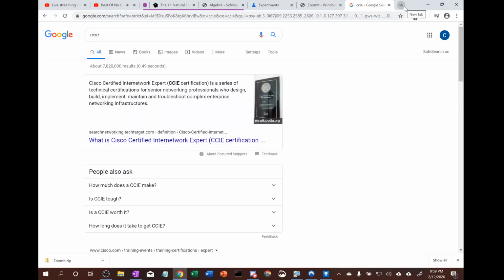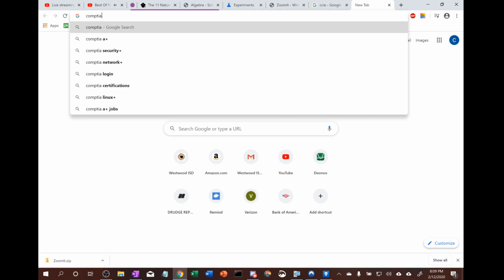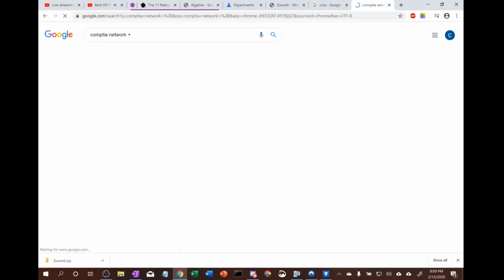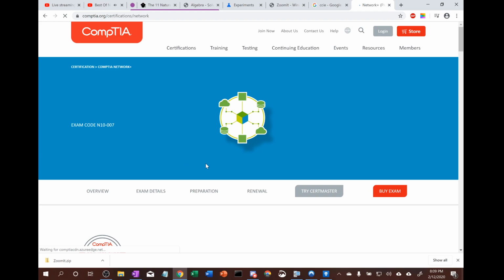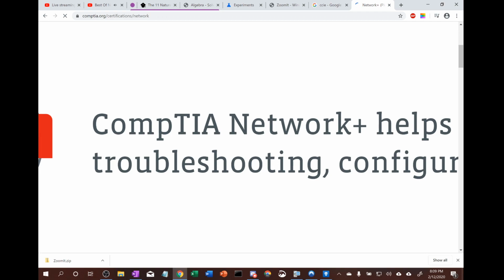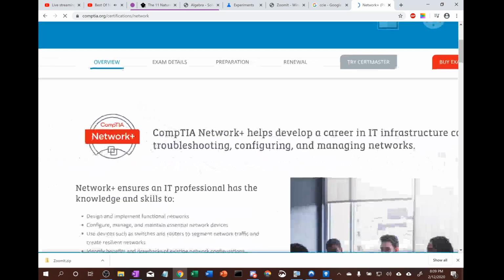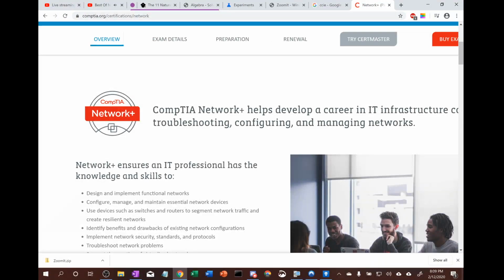Now, the first step in getting the CCIE would be the CompTIA Network Plus. This Network Plus certification from CompTIA is something you could get now, just in your own free time. And it's not that hard to get. It's a good step in the right direction. This would get you a job on a help desk, not necessarily a sysadmin or network admin role, but it would definitely get you in the room with those CCIE people.